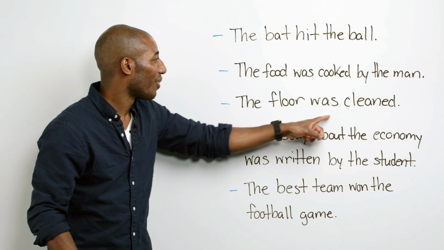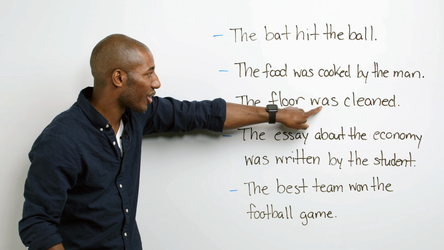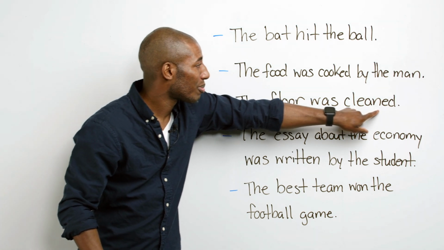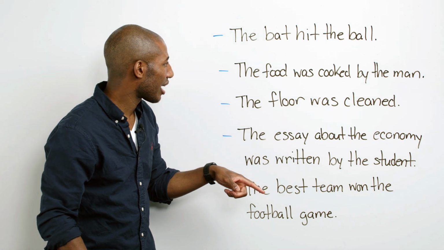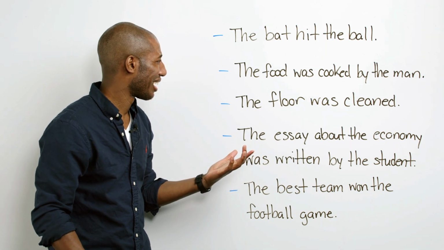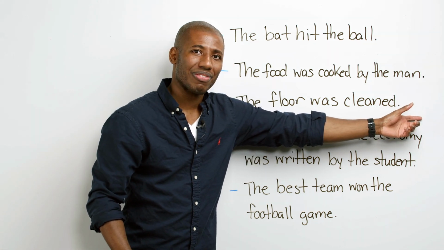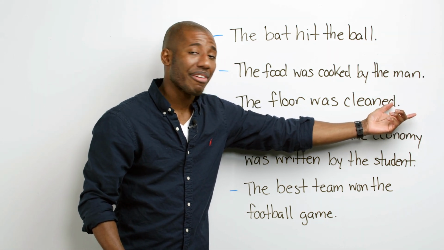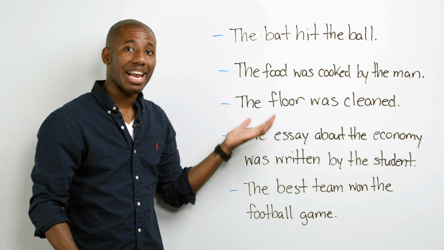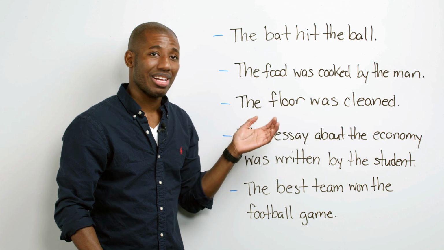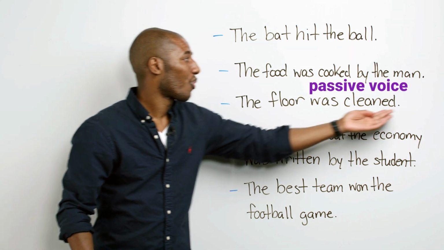The floor was cleaned. Okay, so I see I have my to be verb was and my past participle cleaned. But it seems like I'm missing something. I have the receiver, but not the doer. It's okay. Like we mentioned before, for some sentences, you may not have the doer. This is an example of a passive sentence without the doer.